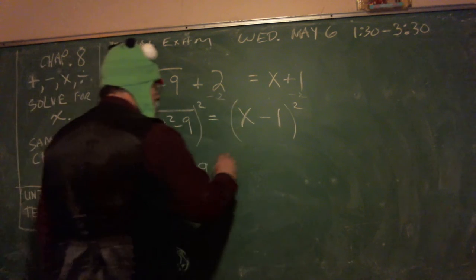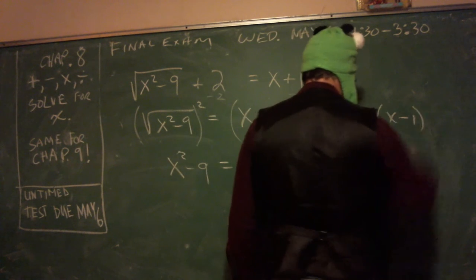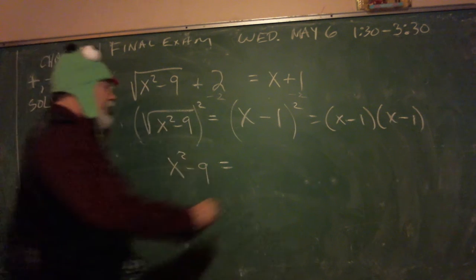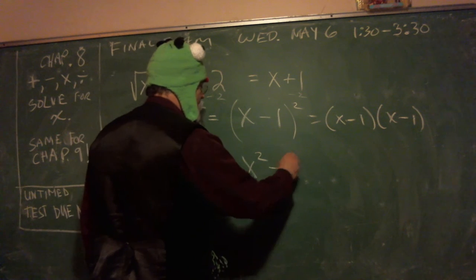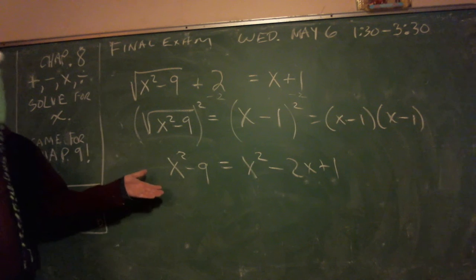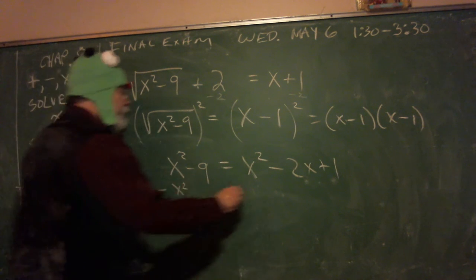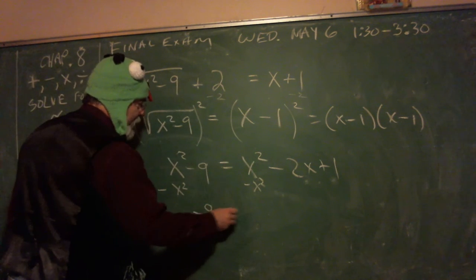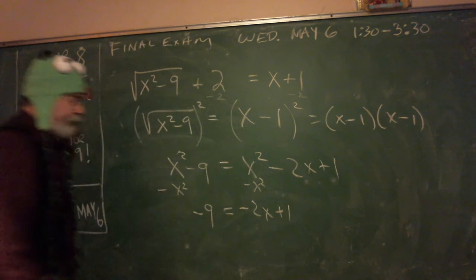Now over here, you have to do x minus 1 times x minus 1, which isn't just x squared minus 1. You have to have x times x, which is x squared. You got to do minus x, that's minus 2x. And now you get a plus 1. Oh, good news, ladies and gentlemen. You can subtract x squared from both sides. This is a major development. I now have -9 equals -2x plus 1.